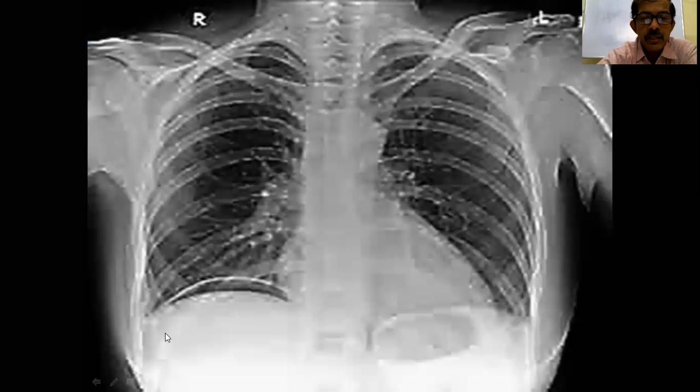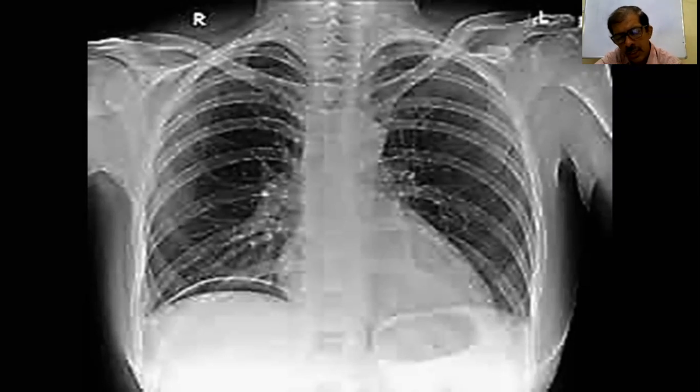You can see here pneumoperitoneum on the right side, crescentic shaped, due to hollow viscus perforation. Already I told you the causes for hollow viscus perforation. Not the causes for hollow viscus, the causes for pneumoperitoneum. So it may be hollow viscus perforation like the duodenum, stomach, appendix, intestine, the small intestine, large intestine in that order.